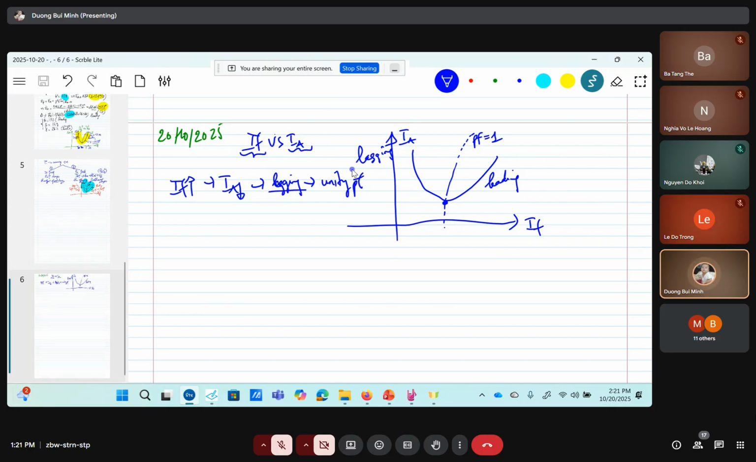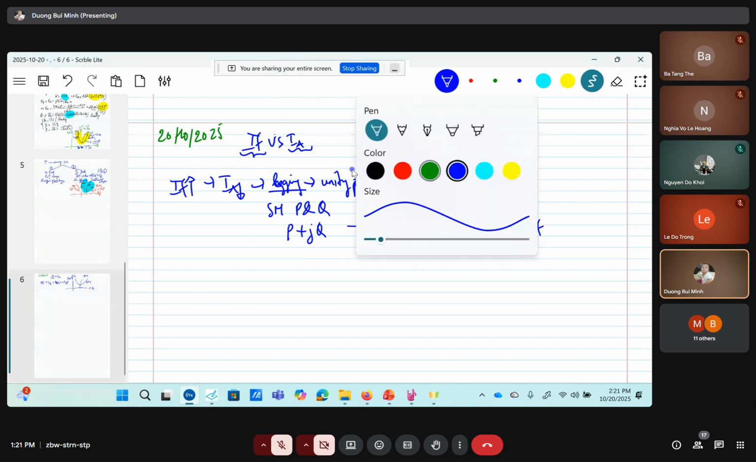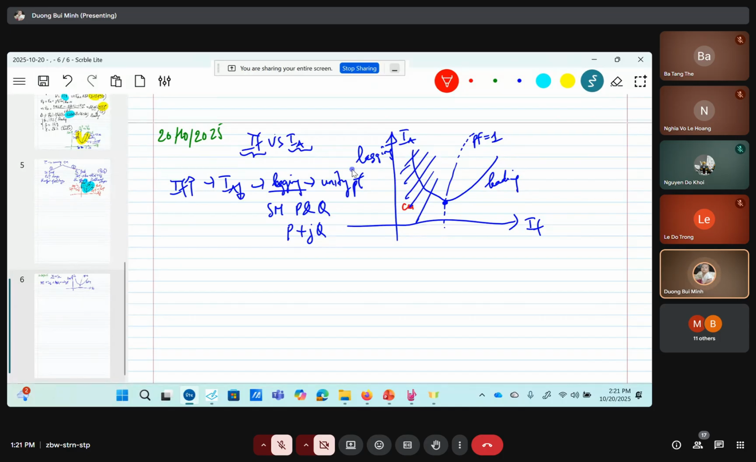Because it is lagging, the synchronous motor will consume P and Q. That means we have P plus jQ. So here, we consume Q, which means Q is positive.